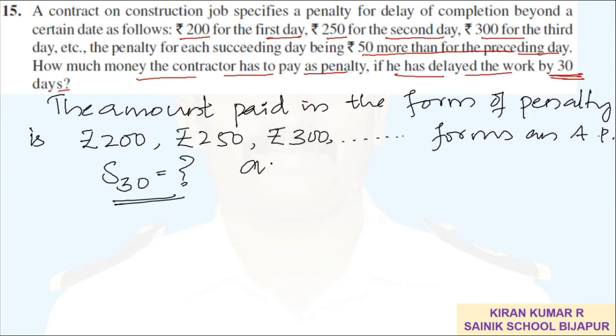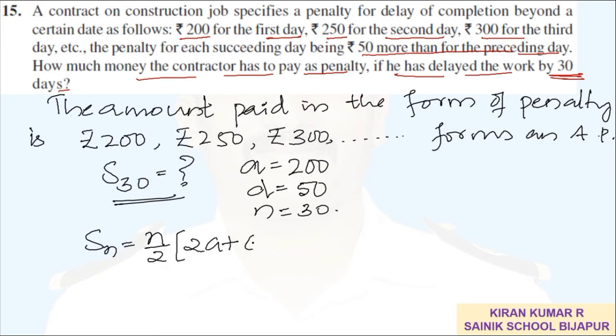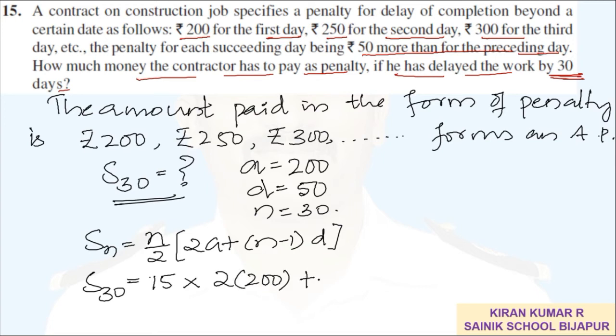For that, do we have the first term? Yes, we have the first term as 200. Do we know the common difference? It is rupees 50, and the number of terms is 30. I can make use of the formula Sn equals n by 2 times 2a plus n minus 1 into d. Let's substitute. S30 will be 30 divided by 2, which is 15 times 2 multiplied by 200 plus n minus 1, which is 14, into d value 50.